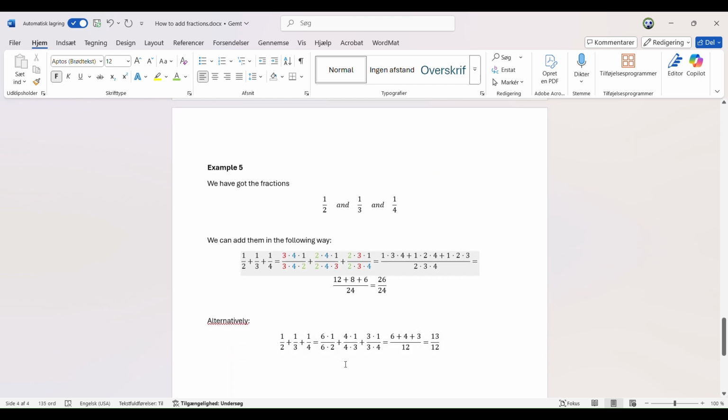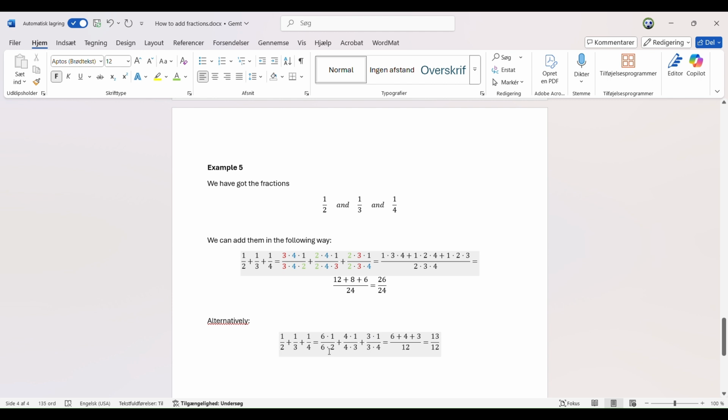One alternative way is to just look at your numbers and see if you can find a common denominator just by looking at them, because 24 is maybe a bit high. We can look at 2 and 3 and 4, and we can see that both 2 and 3 and 4 go into 12. So we just have to expand the first one to let it become 12, and down here also. So we have to get a common denominator that's 12, because 2 goes into 12, and 3 goes into 12, and 4 goes into 12.